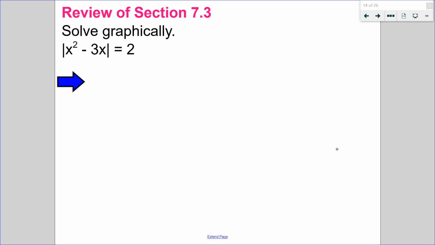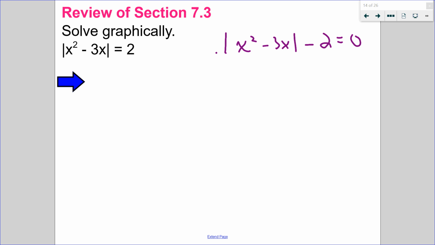Before I get into the part 2 video, I want to review part 1. So, solving graphically. To solve this graphically, what you could do is pause the video, try this question, and come back to see if you did it correctly. If I want to solve this graphically, the first thing I want to do is set it equal to 0. So I'll keep the absolute value where it is, but I'll subtract 2 from both sides and set it equal to 0. When I subtract 2, remember it's outside the absolute value.